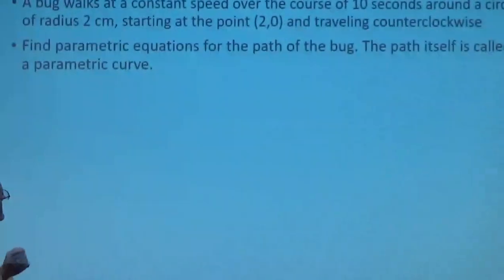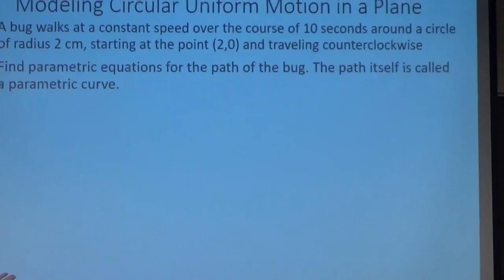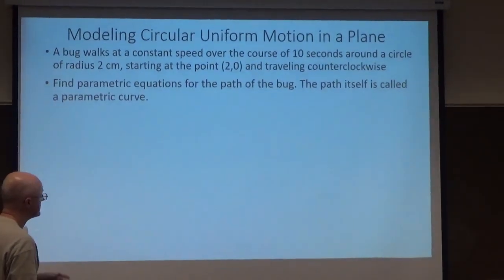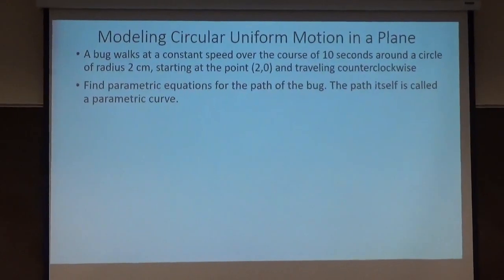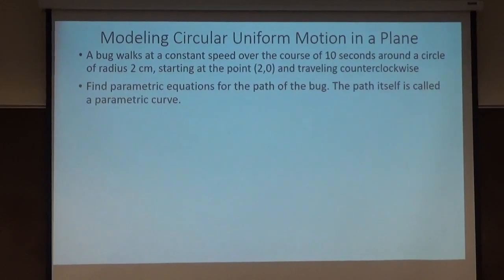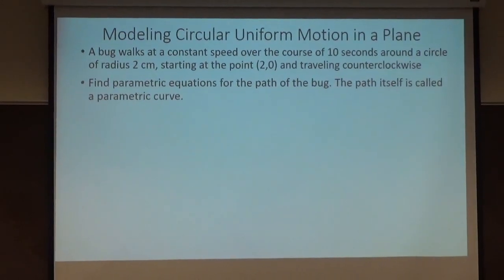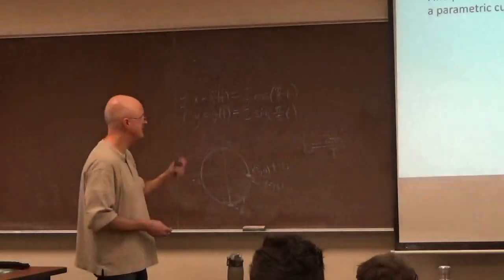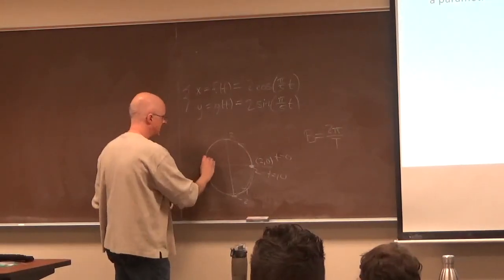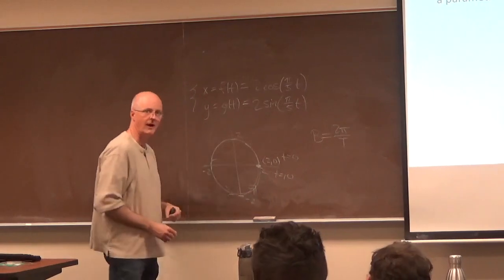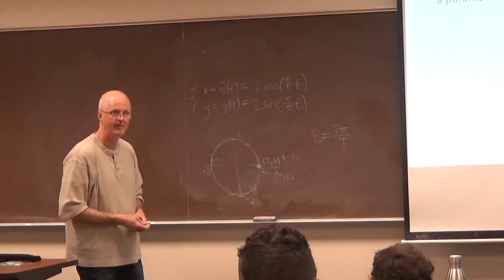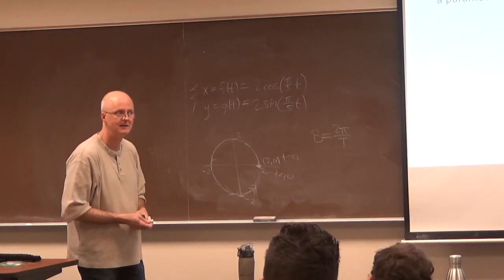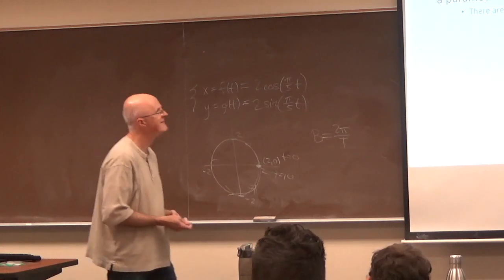We found parametric equations for the path. I just essentially told you the answer. The path itself is called the parametric curve. It doesn't necessarily look like it's going to be a constant speed here, because these are not linear functions. But it will be. If you use these functions in this way, it'll be a constant speed going around. You're just trusting me on that. We will eventually prove that.